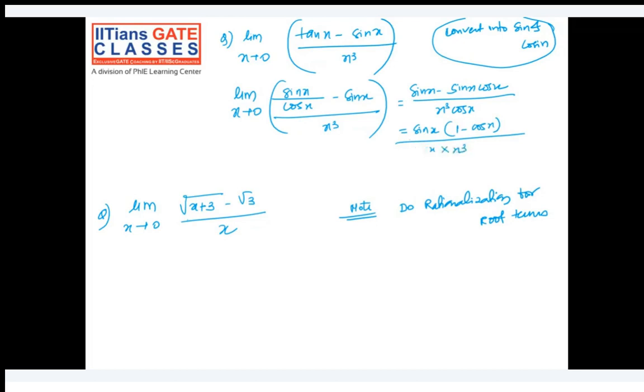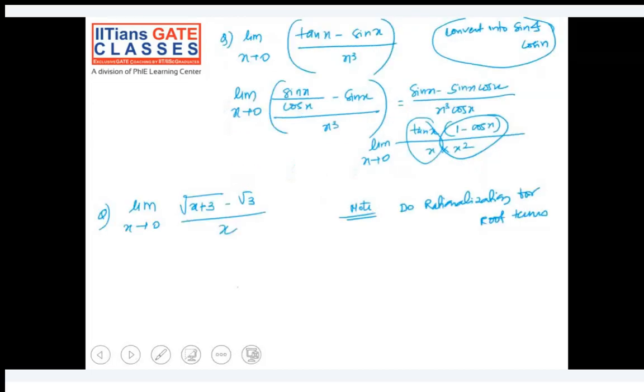We know limit x tends to 0, tan of x by x is 1. So that part is gone now. What is remaining? 1 minus cos x by x square. And we have solved just now 1 minus cos x by x square. Its value is 1 by 2. So ultimately, the answer is 1 into 1 by 2, which is 1 by 2.